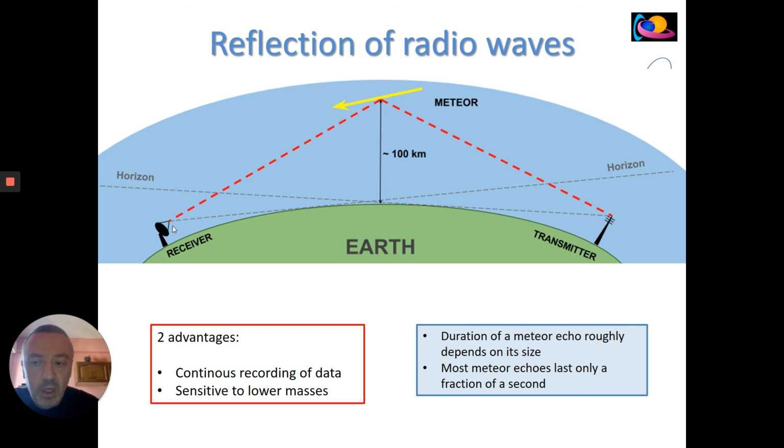So in the next video, I will explain some geometrical considerations linked to this reflection of radio waves that explain why a given receiver cannot detect all meteor echoes, and why we had this idea of creating a network like the BRAMS network.